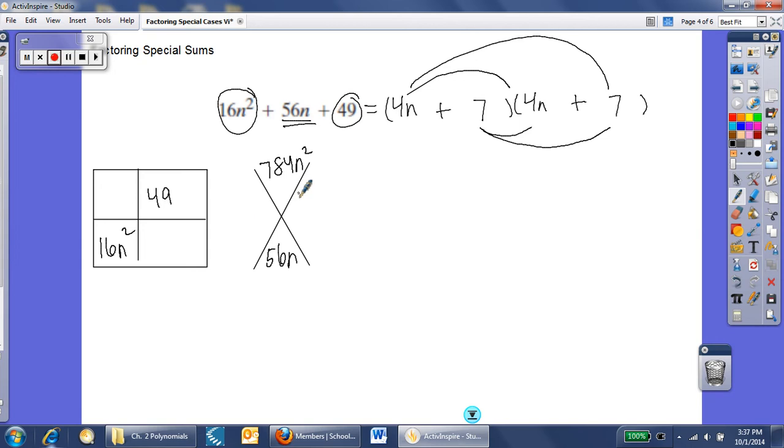I'll go ahead and finish the x, so this is 28n, 28n. Fill it into your boxes, 28n and 28n. The outside is 4n and 4n, 7 and 7. This is exactly what we got from the very beginning, recognizing that 16 and 49 are both perfect squares.